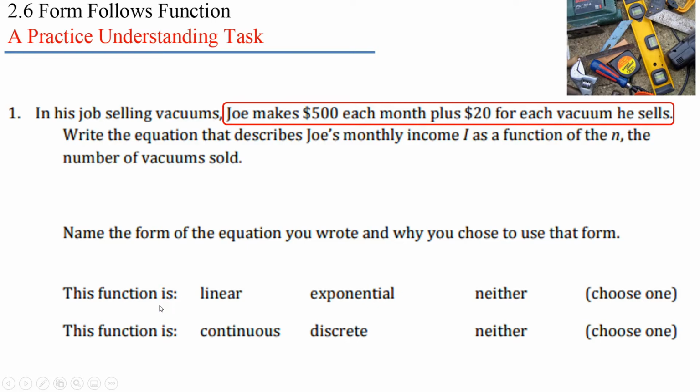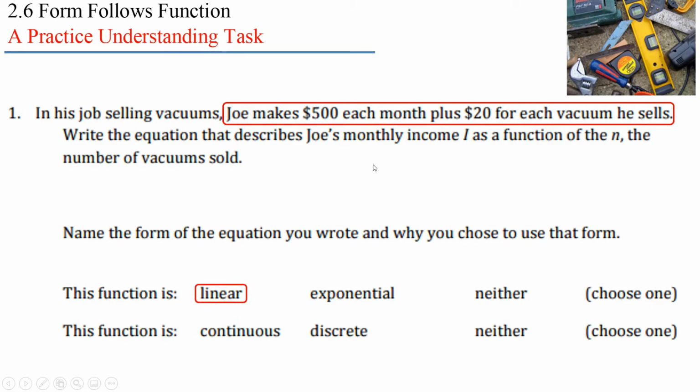And I'm going to start down here because this sets me up for success. All right, and I'm going to begin right here. The function is linear or exponential, or neither. Okay, well, let's see. The pattern of change. We're adding 20 for every vacuum sold. Okay, that's a common difference. That means we're linear.